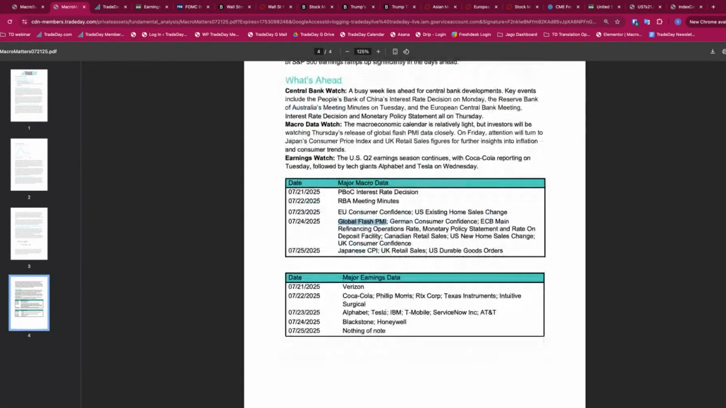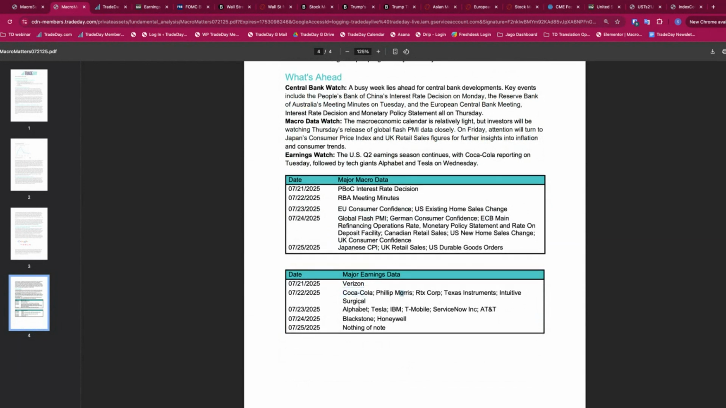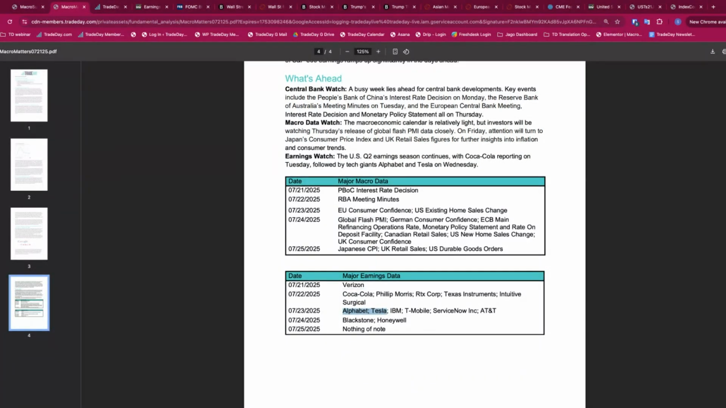We do get Verizon today, Coca-Cola, but really the big focus is going to be Alphabet, aka Google, and Tesla, both coming out on Wednesday this week. So really the focus is Alphabet/Google on Wednesday, and Tesla also, and then Thursday, the global flash PMI data. So that's what we've got coming out.